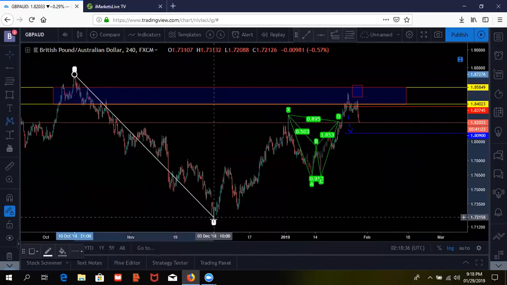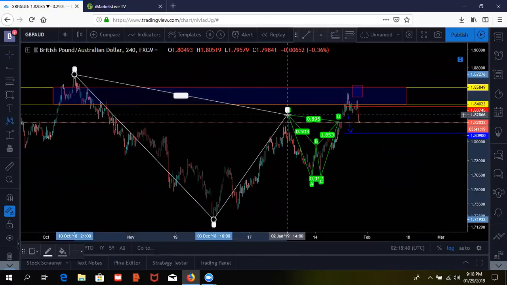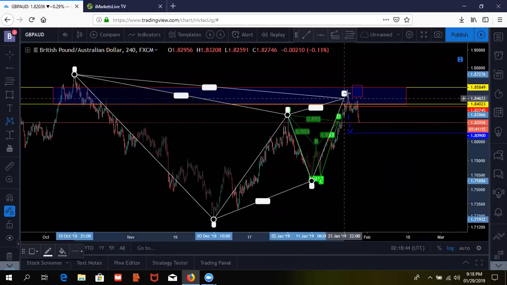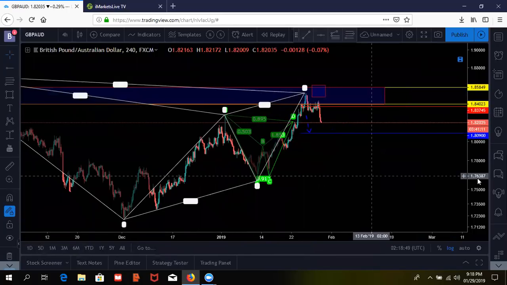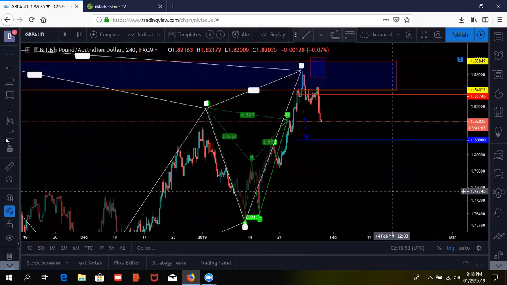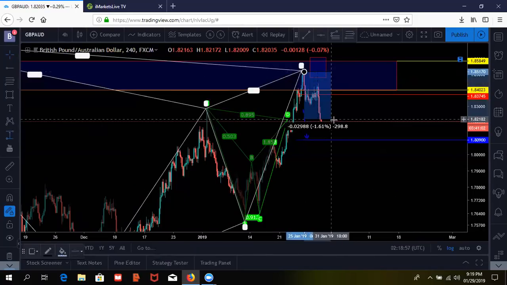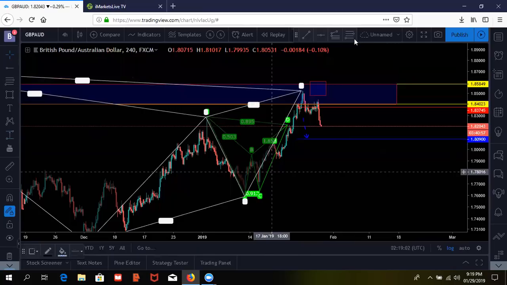X to A to B, B to C, C to D right here. So yeah, just like I wanted it to play out, it's working in our favor right now. You can see right now we're currently up about, that's a 300 pip move right there. And we still have room to go.